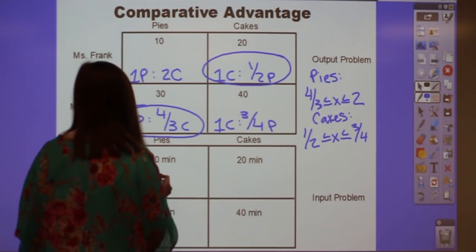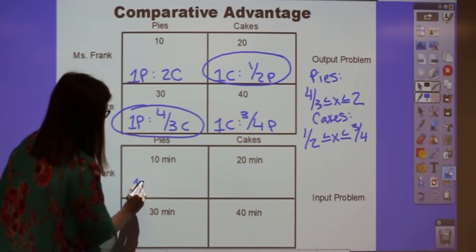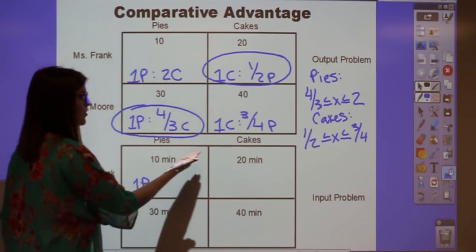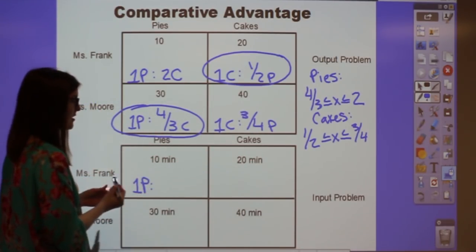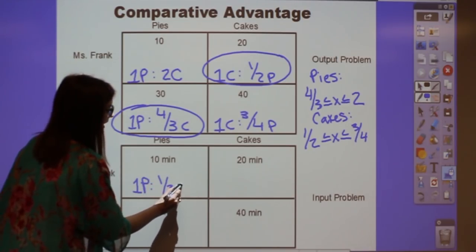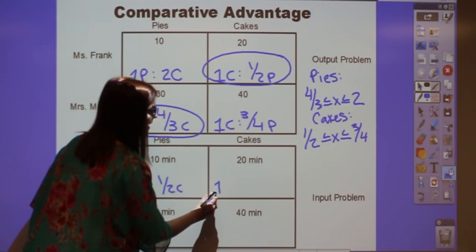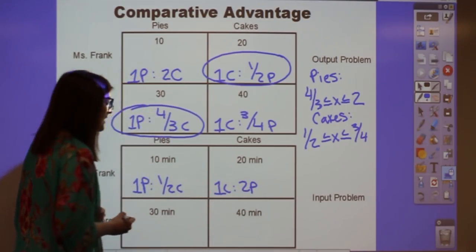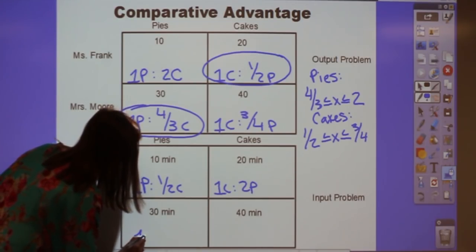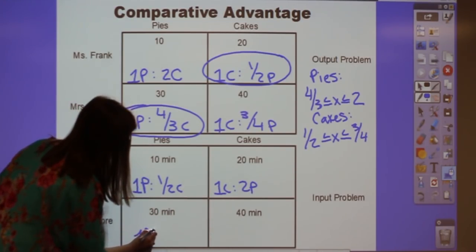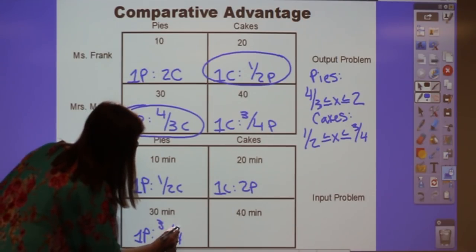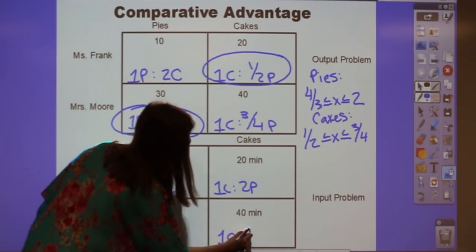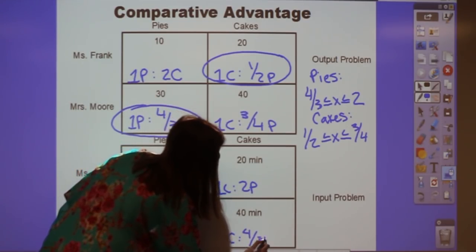In an input problem, you divide the inside number by the outside number. What I mean by this, for me to make one pie, I divide 10/20 to get the opportunity cost. I would give up 1/2 of a cake. For me to make a cake, I just flip it around again, I would give up 2 pies. Same thing for Mrs. Moore. For her to make one pie, she gives up 30/40, 3/4 of a cake. For her to make one cake, she gives up, flip it around, 4/3 of a pie.